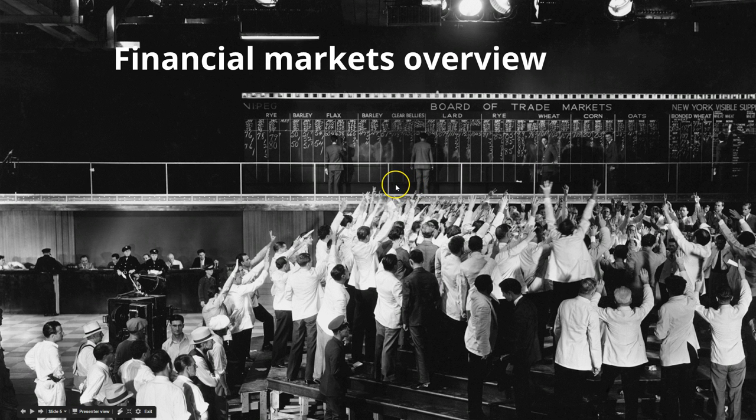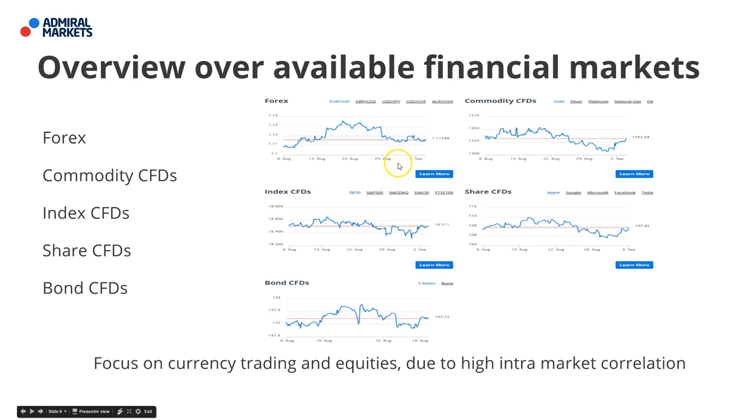So, the financial markets overview is a bit easy to comprehend, and this is the overview of available financial markets. First of all, we'll focus on the Forex market. The foreign exchange market is a global decentralized market for the trading of currencies. This includes all aspects of buying, selling, and exchanging currencies at current or determined prices.